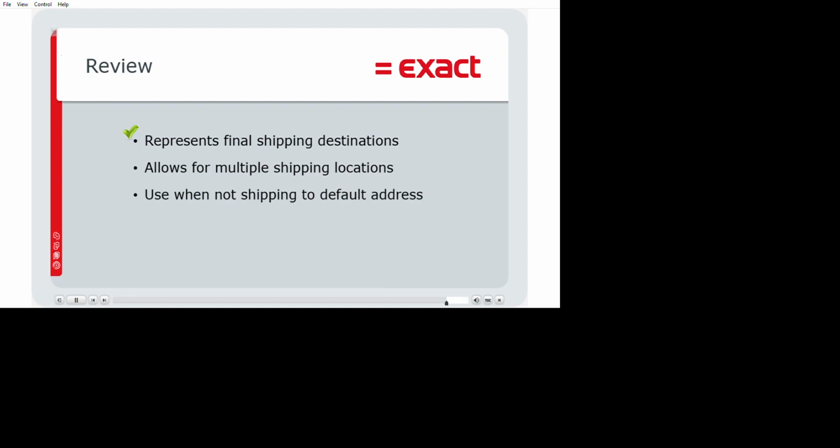Now that you have completed the lesson, you should understand how to set up one or more ship to addresses for a customer that has more than one final receiving location. Be sure to check out the related Max lesson called Adding a Ship Through Address for more information about shipping.